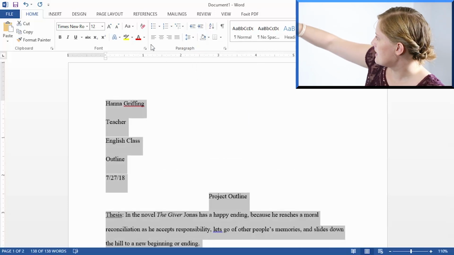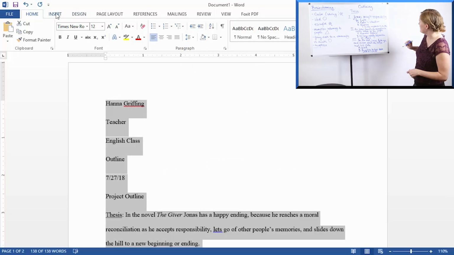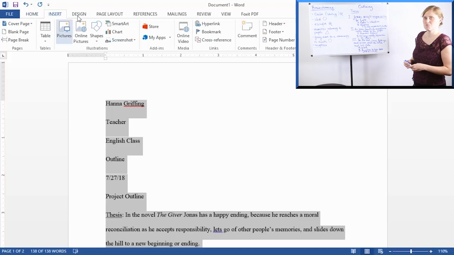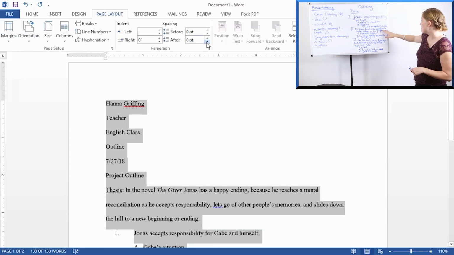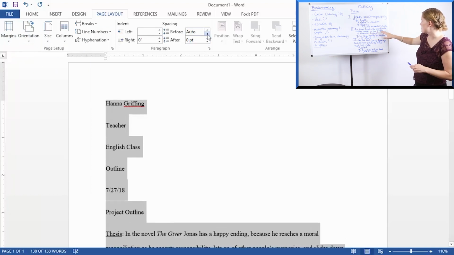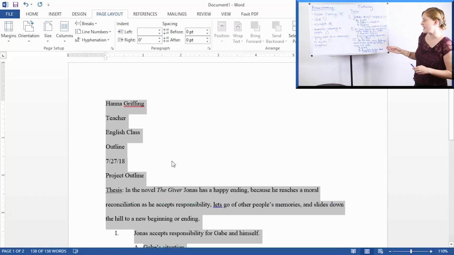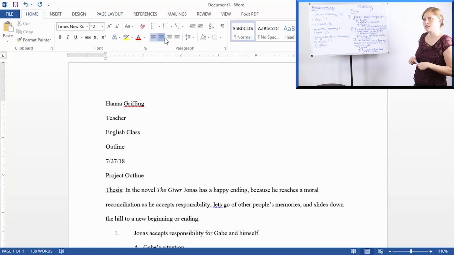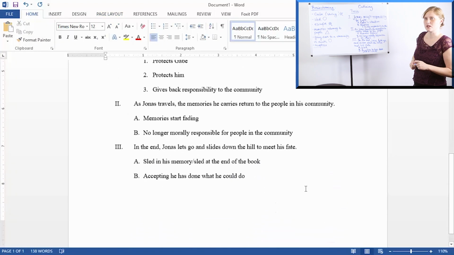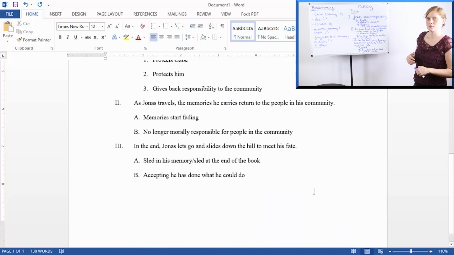So I might decide that responsibility is the key word there, and I might revise this topic sentence when I'm actually writing it. As Jonas travels, the memories he carries return to the people. And there's clear textual support for this. The memories fade, and he, by giving up the memories, is no longer morally responsible for the community. He becomes responsible for himself and Gabe.